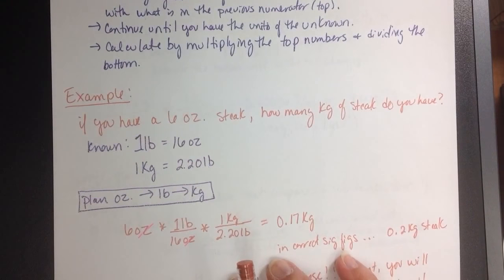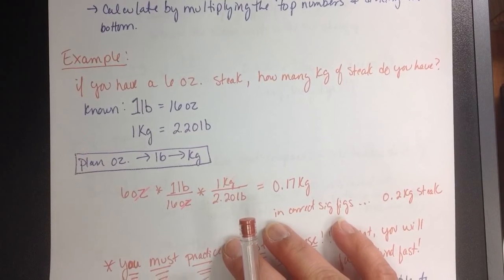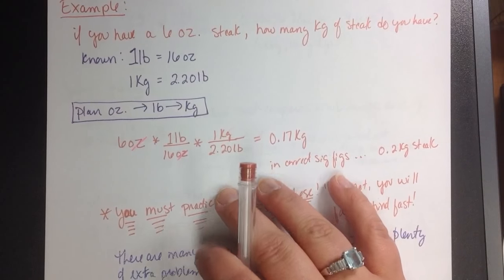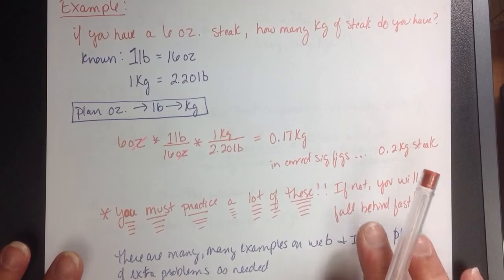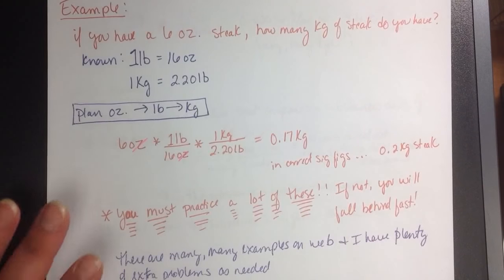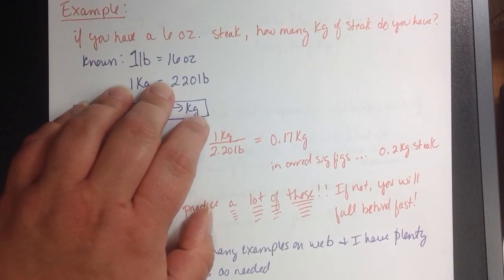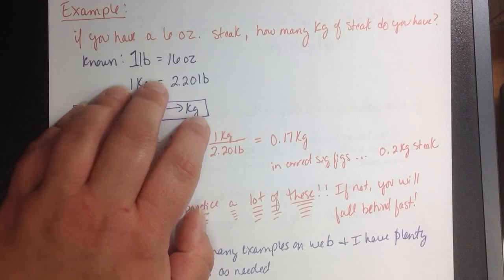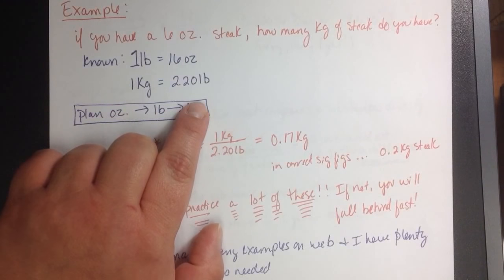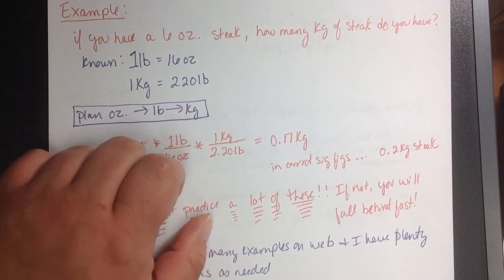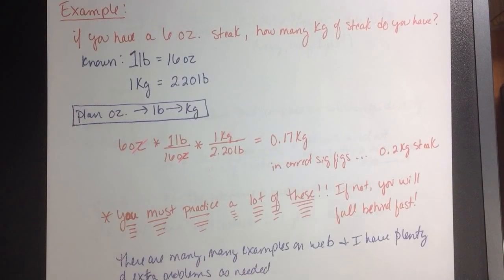So let's say we have a 12-ounce steak. Okay. You want to know how many kilograms of steak you have. You may go ahead and look these things up, or you might be given: 1 pound is 16 ounces. 1 kilogram is 2.2 pounds. Okay, so I've got all this information.